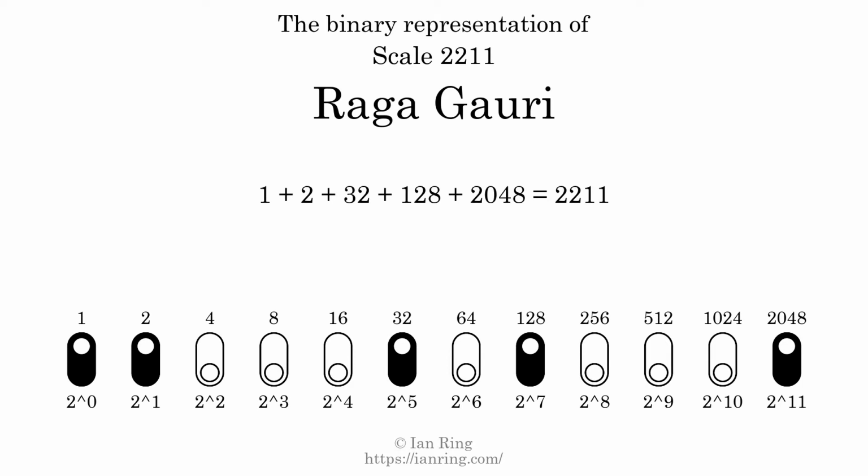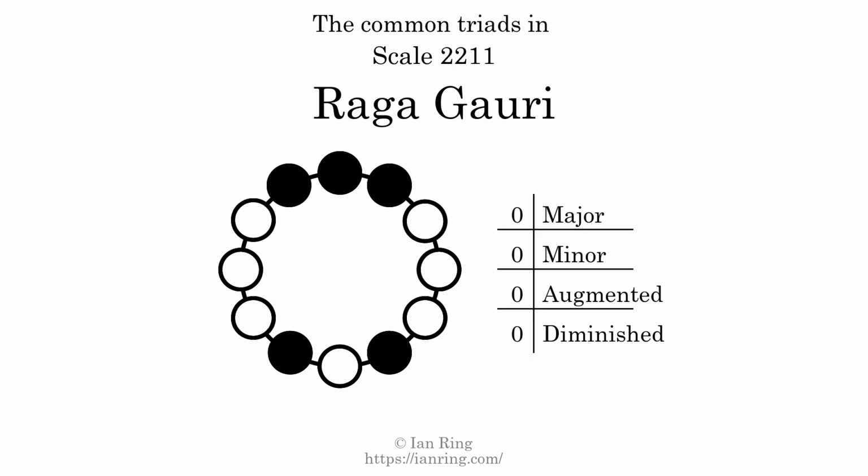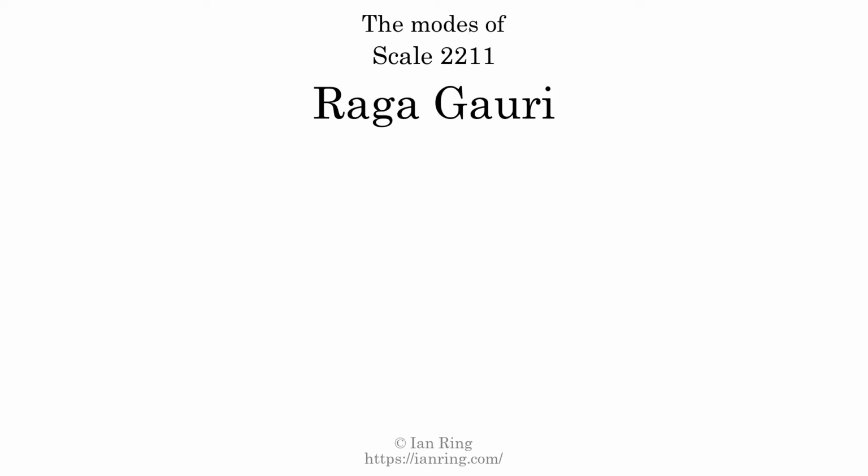The scale number not only enumerates the scale with a unique index, but it also literally describes the tonal content of the scale. Represented as a binary number in base 2, the scale number is 100010100011. There are no common triads present in this scale. This scale has 5 modes.